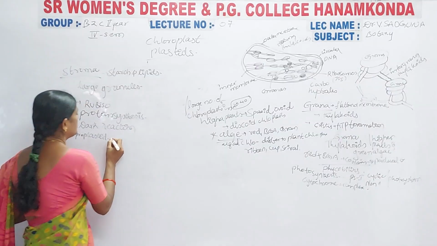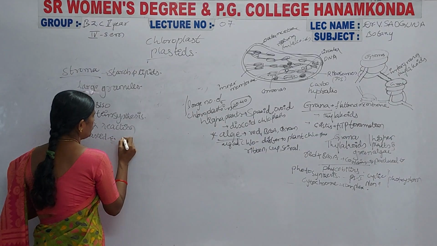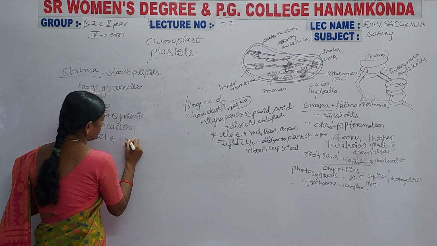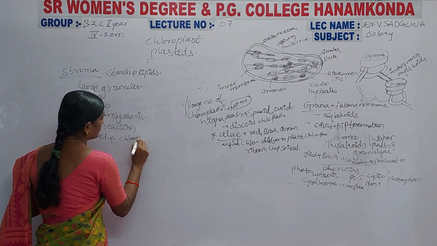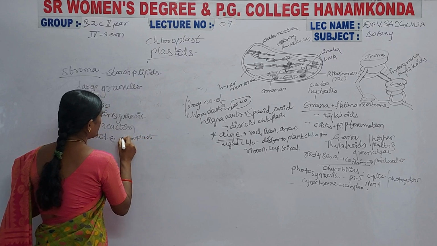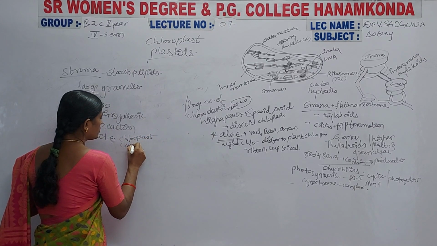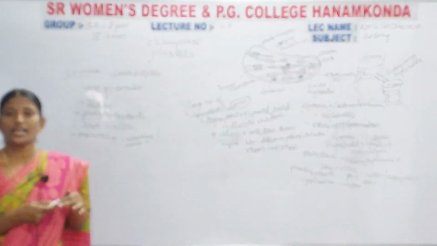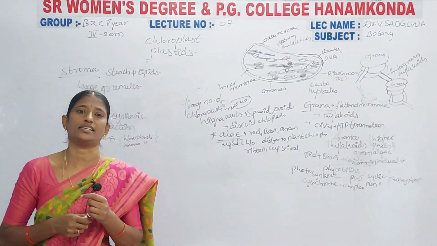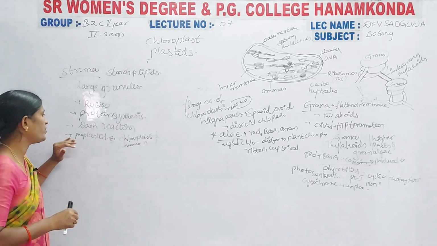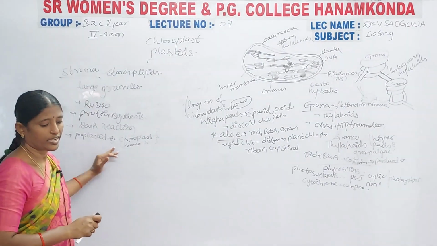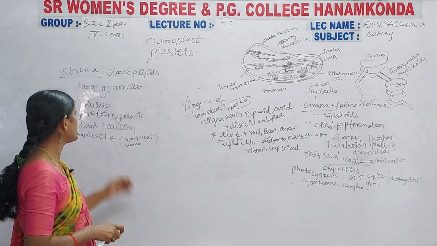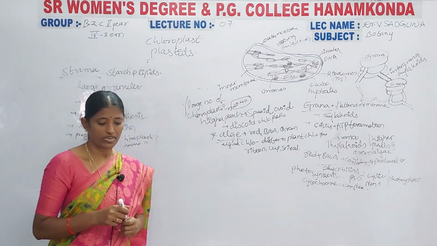Proplastids, for example chloroplast or chromoplast, because both are in the colorful region. So the plastids also have different types, and these are the functions present in the stroma.